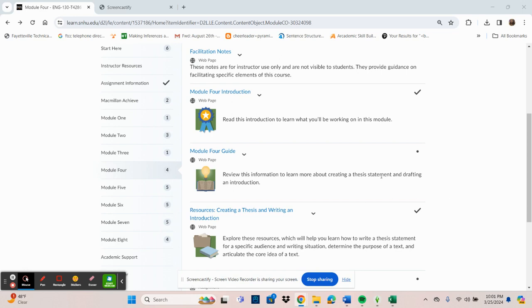I am already in the module. As always, we have a Module 4 introduction. You want to click on that and read what we'll be working on in the module. It just gives you some information about the fact that we're going to be working on creating a thesis and we're going to be writing an introduction in this module. So rather than going in and reading it for you, I'm just going to focus on the two assignments that are due this week and highlight where the resources are.